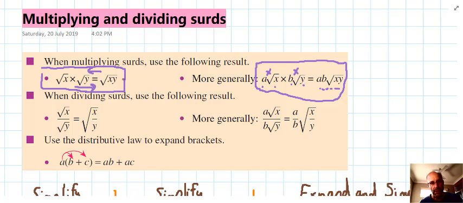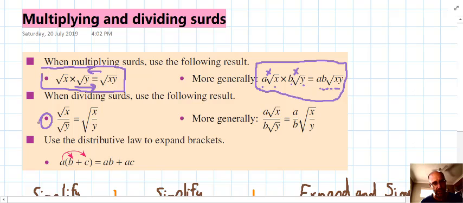Dividing. Division, sometimes this result here, or this property, is useful. So root x over root y is root x over y, and there's implied brackets there. Sometimes you should even put the brackets in.